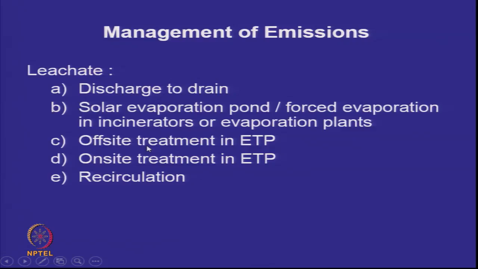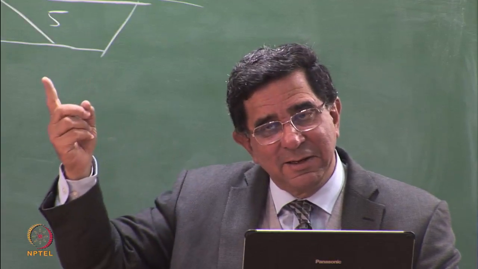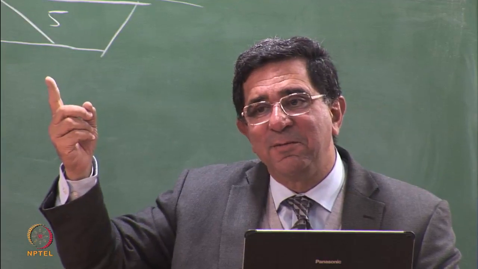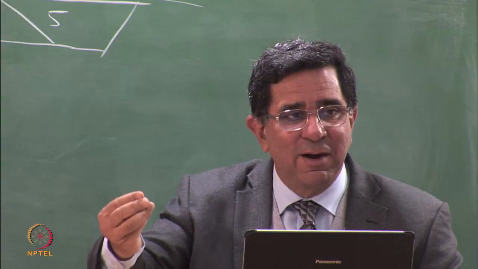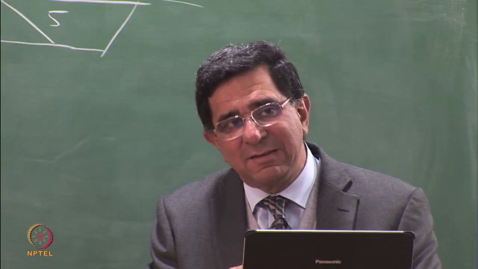You may have an off-site treatment plant. At Ankleshwar, what is happening? The sludge from the effluent treatment plant is coming to the landfill. When the rain falls on the landfill, the leachate comes out. The leachate has the same contaminants as the effluent treatment plant which it is treating. You send the leachate back to the effluent treatment plant. So the better you handle it, the less is the leachate.